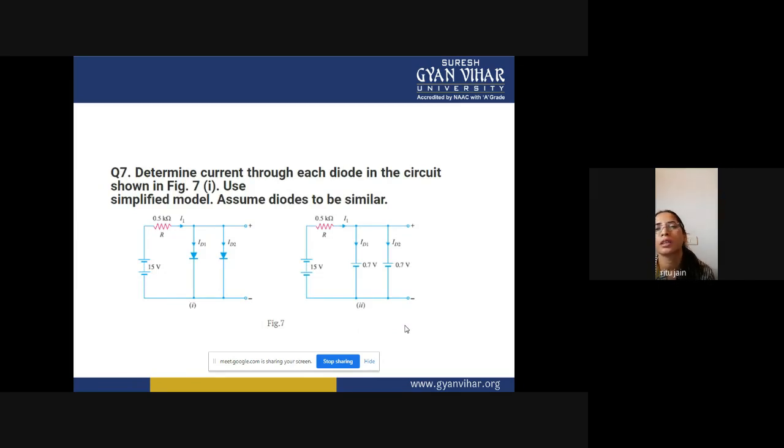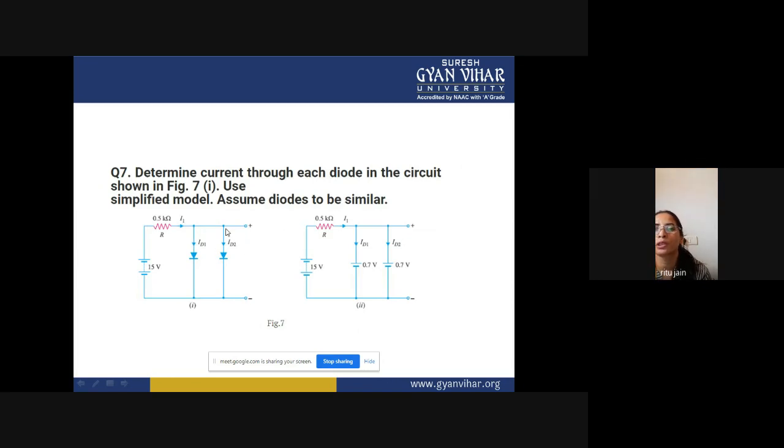The next question is: determine the current through each diode in the circuit shown in figure 7a. Use the simplified model, assume the diodes to be similar. You can see in this branch there are two voltage sources, one is 15 volt, another is 0.5 kilo ohm, and these are ID1 and ID2. It is asking about the current through each diode, so ID1 and ID2.